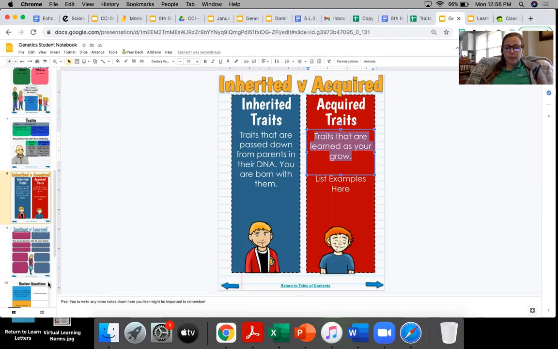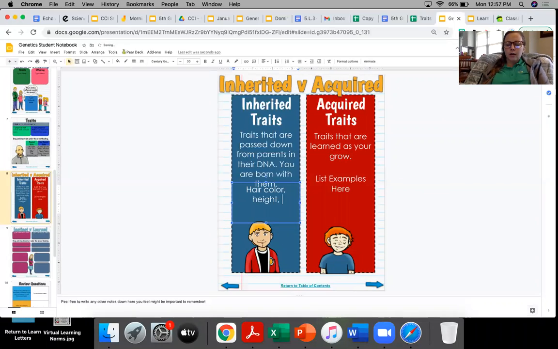So acquired traits are traits that we learn. I'll go ahead and get us started. Maybe some inherited traits might be your hair color or your height, whether you're going to be tall or short. Somebody else give me an example of an inherited trait.